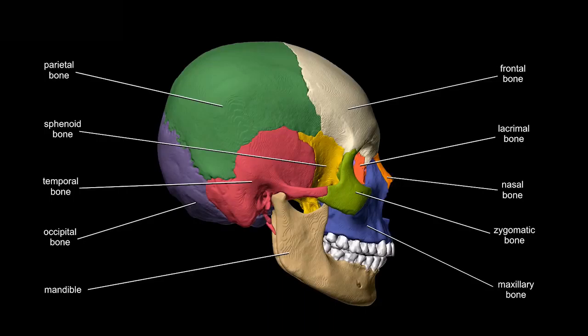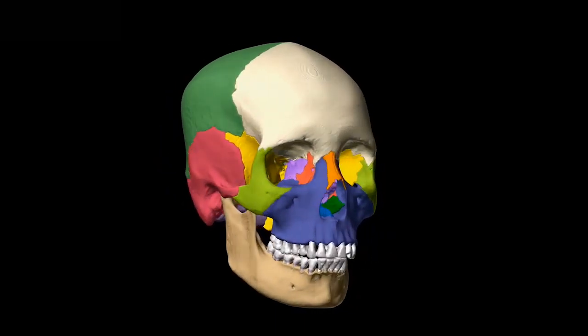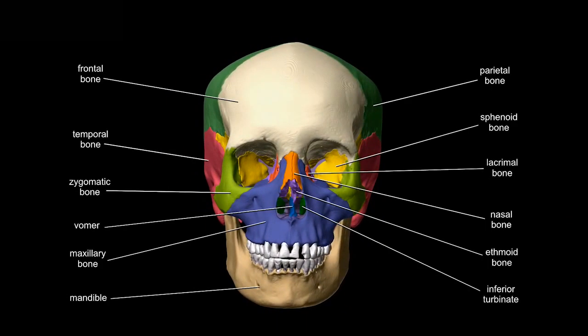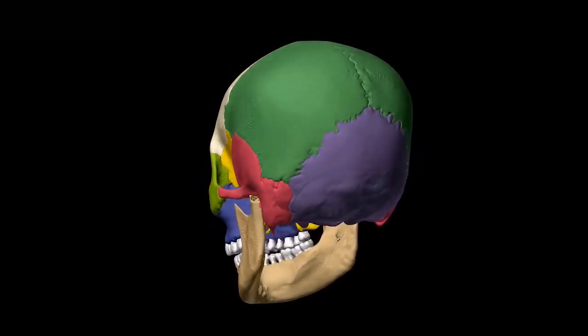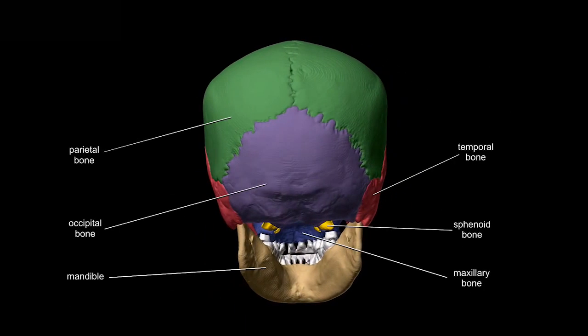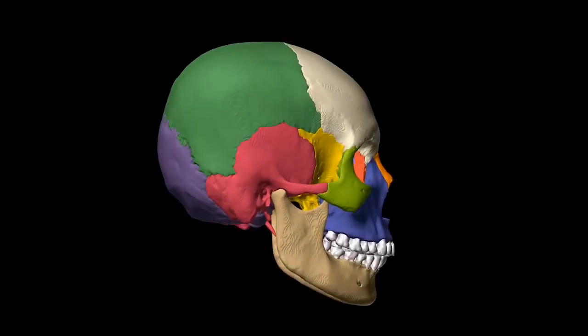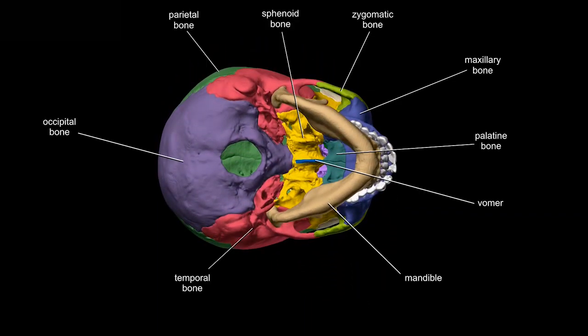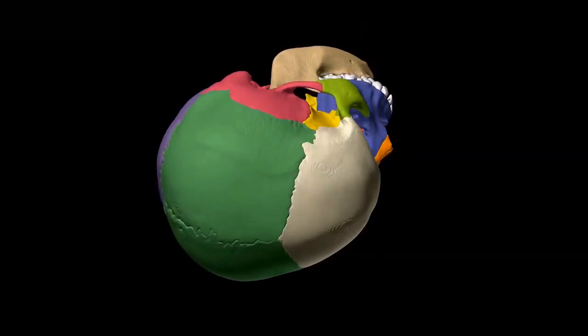The bones of the skull are as shown: parietal bone, sphenoid bone, temporal bone, occipital bone, mandible, frontal bone, lacrimal bone, nasal bone, zygomatic bone, maxillary bone, ethmoid bone, inferior turbinate, vomer, palatine bone.